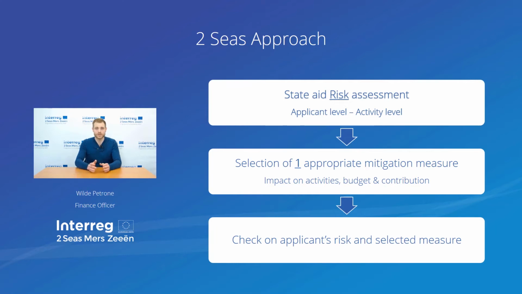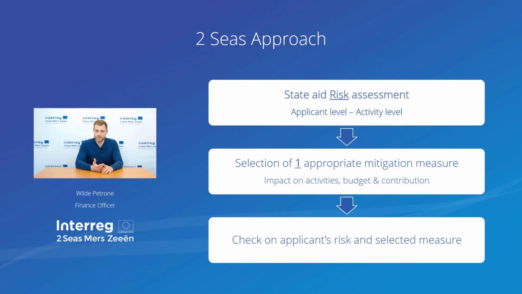mitigation measure, which might have an impact on your activities, because you will have to identify between the activities, whether they are economic, non-economic. It will have an impact on the budget, so it might have an impact on the amount of state aid or aid you can receive.